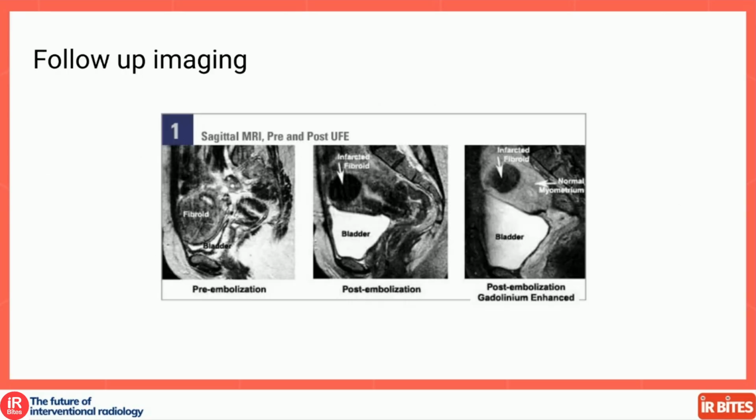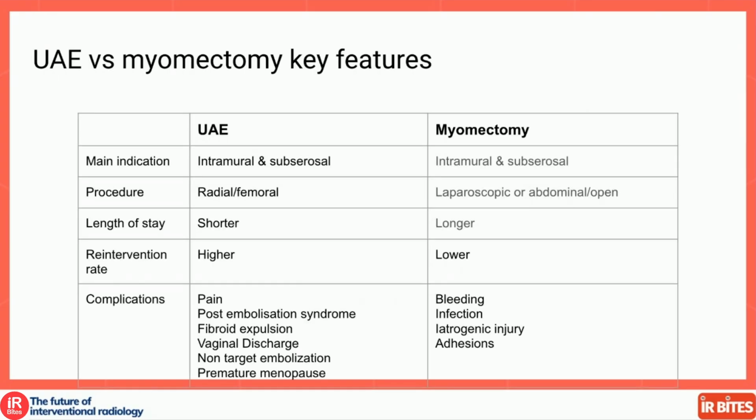And then follow-up imaging. On the left here, it's a fibroid on an MRI. And when it gets infarcted, it gets darker and then shrinks over time. So on the left, it's a bit bigger, and then after embolization, it's infarcted and smaller. And so this is less likely to cause symptoms after the embolization. So that summarizes the main features.